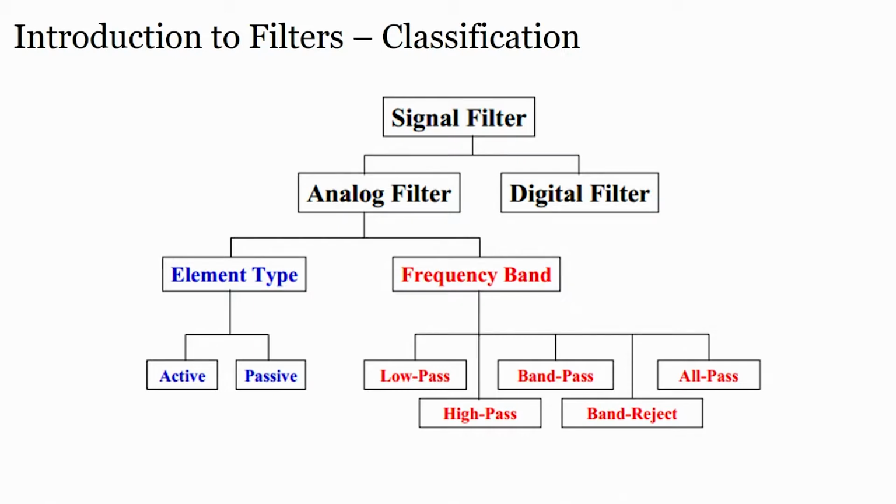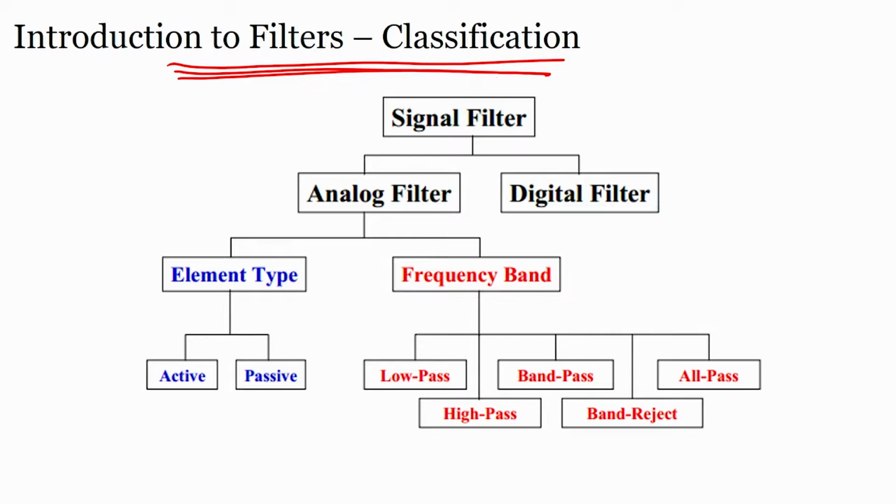Signal filters are divided into two different divisions. One is analog filters, one is digital filters. For the analog filter, based on element, it is either active or passive. Based on frequency, it can be low pass, high pass, band pass, band reject and all pass, right. Now, you guys know what the classifications of filters are. One more thing that we understood, okay, excellent.